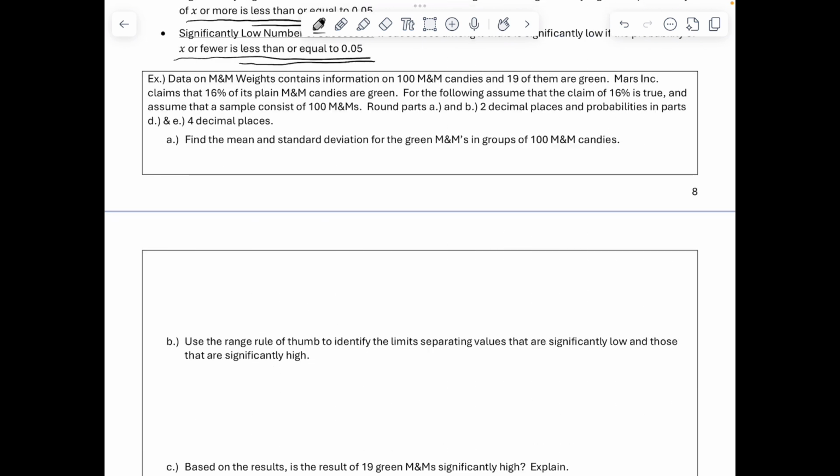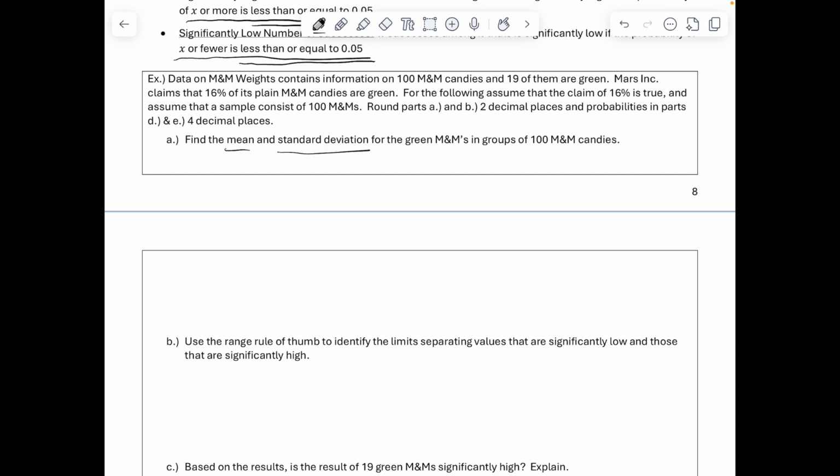The example right below says data on M&M weights contains information on 100 M&M candies, and 19 of those are green. Mars Company claims that 16% of plain M&M candies are green. For the following, assume that the claim that 16% is true and assume that the sample consists of 100 M&Ms. It says round parts A and B 2 decimal places and the probabilities in parts D and E 4 decimal places.